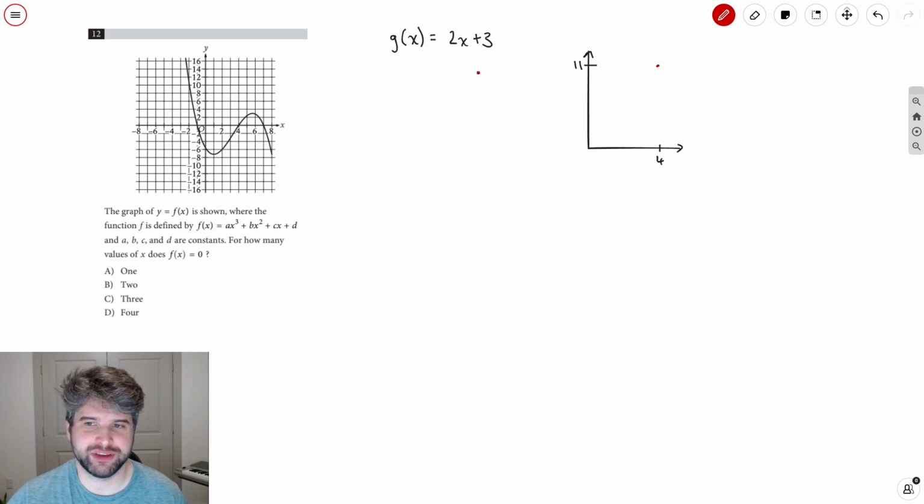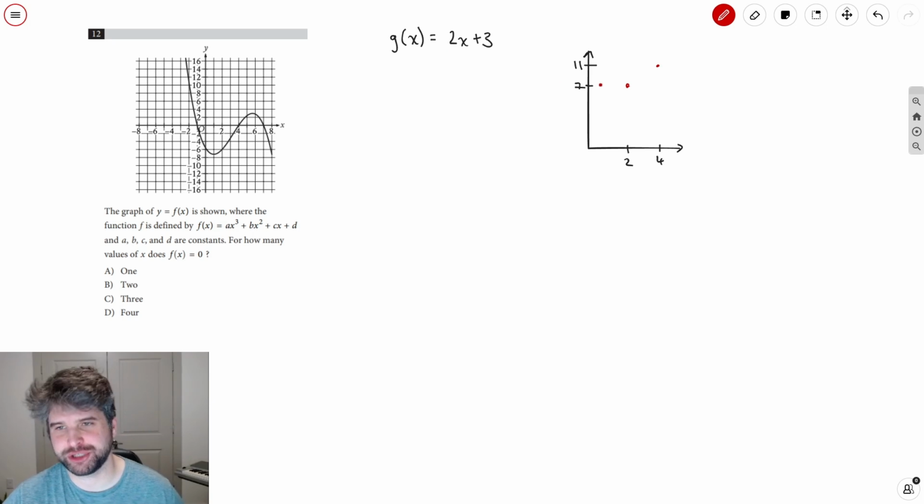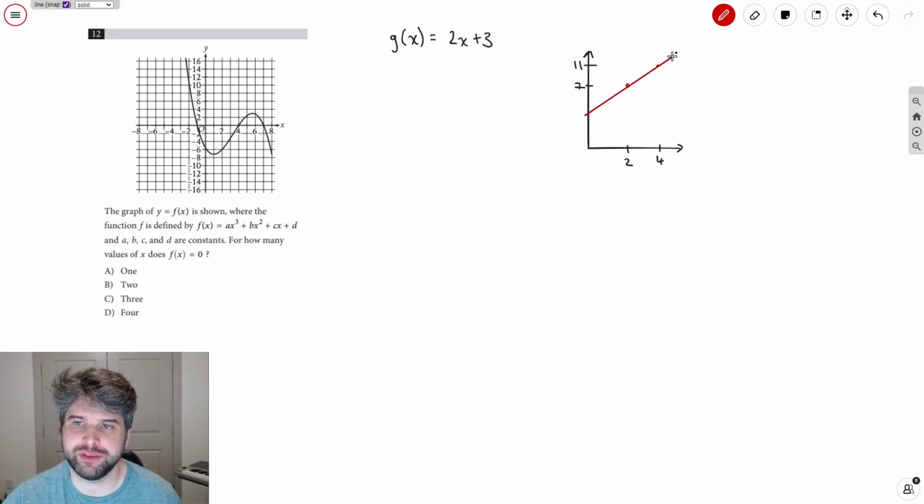Let's see some other points. So let's plug in 2. 2 times 2 would be 4, plus 3 is 7. So we'd go all the way up here to 7 and put a point right here. And if you know anything about this type of function, you know it's going to be a line. So it's just going to be a line through both of these points. And if you see the graph of a function, you can estimate other values for that function.